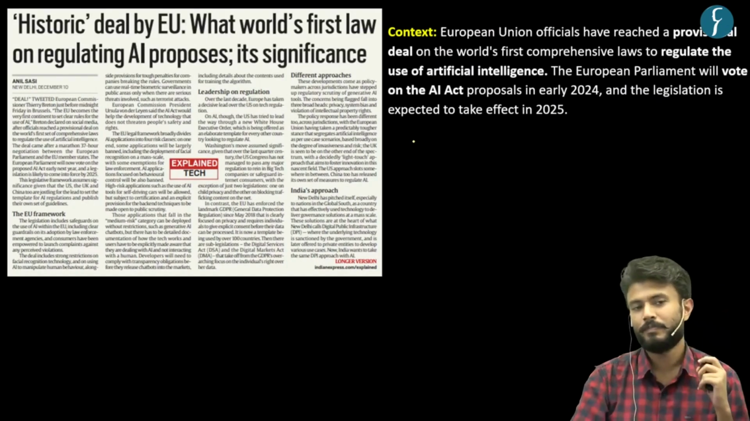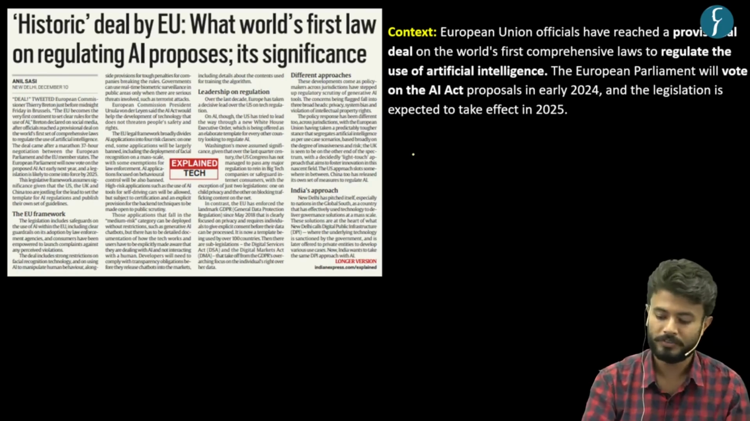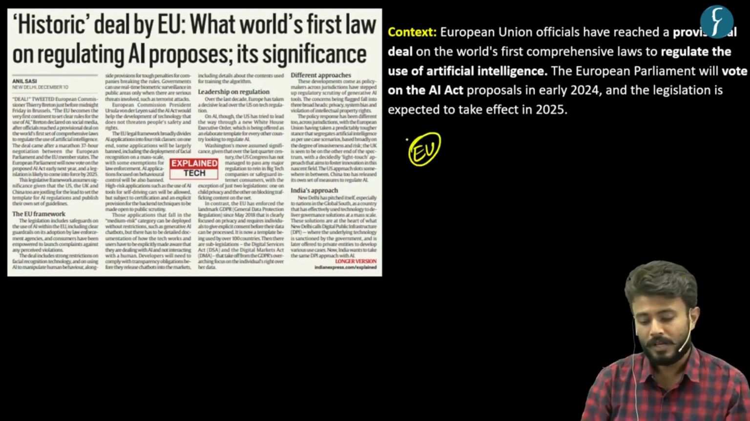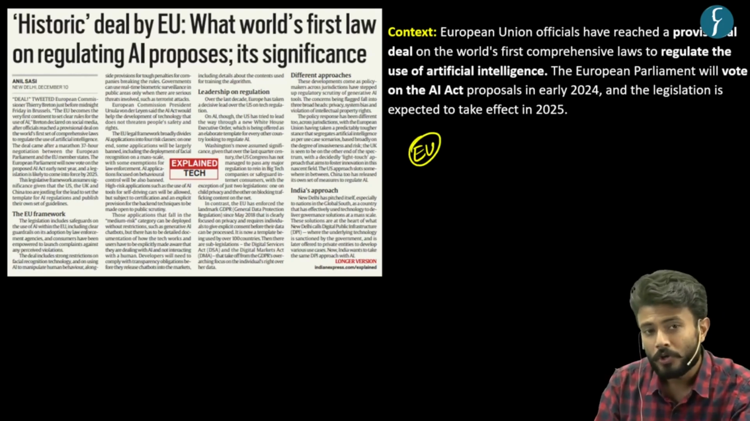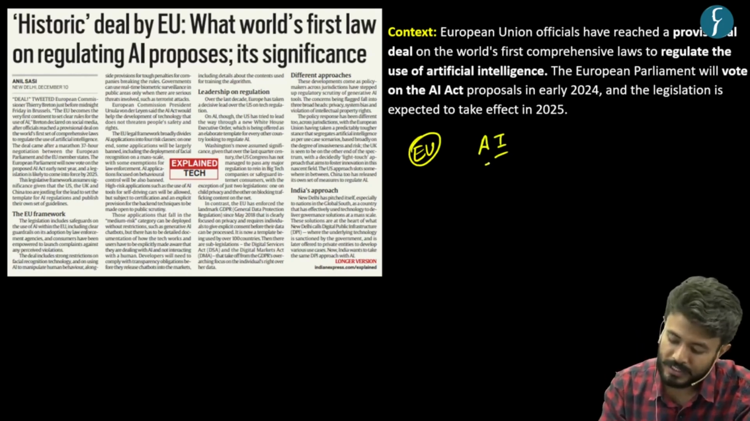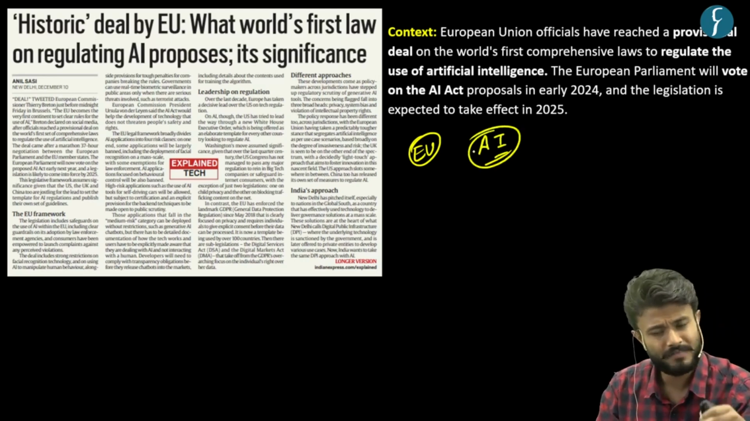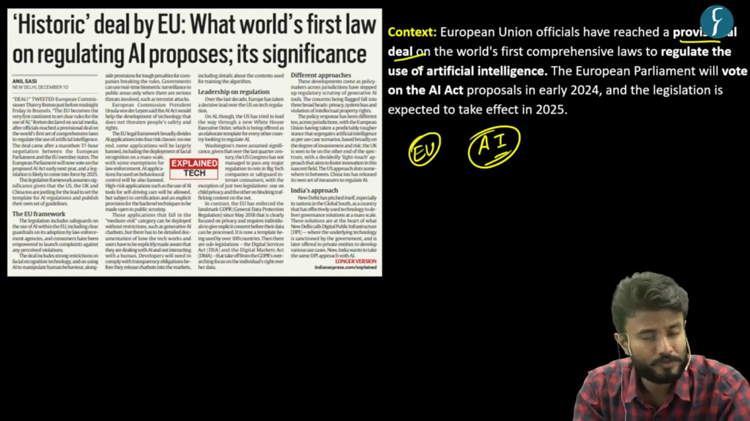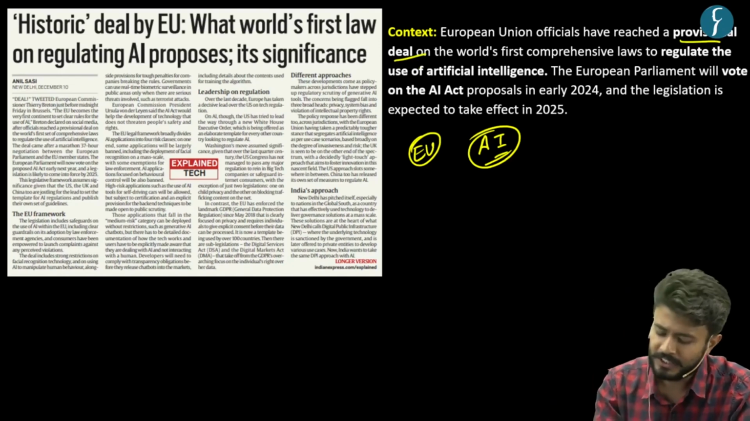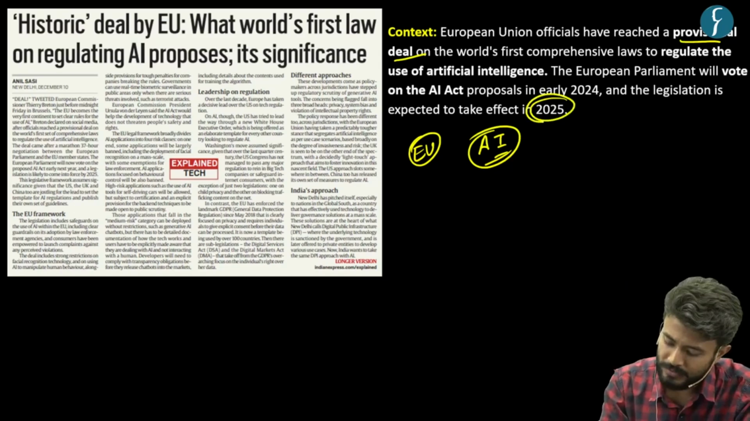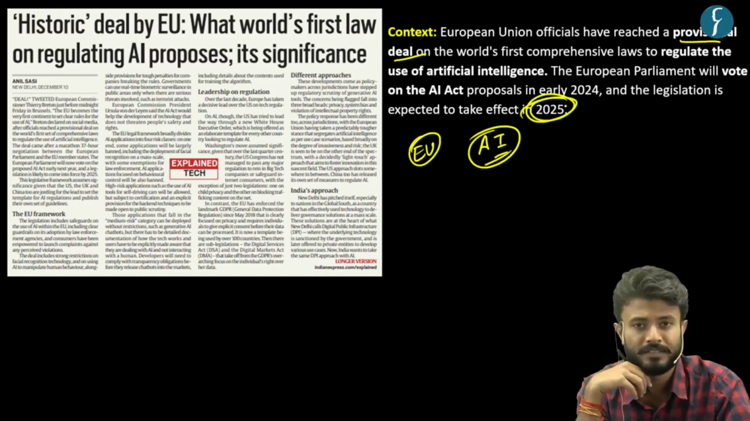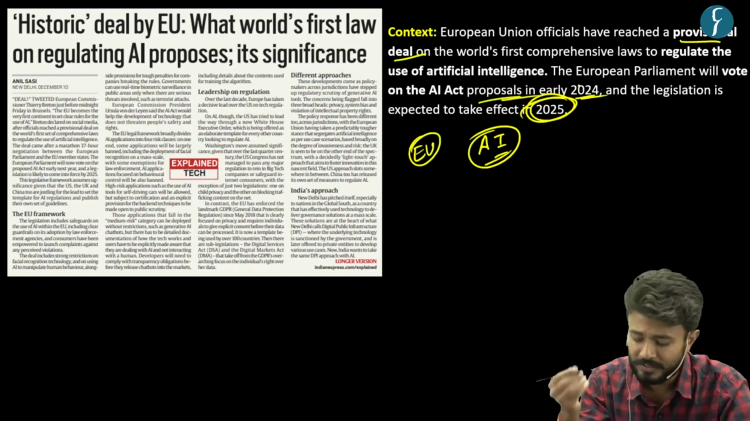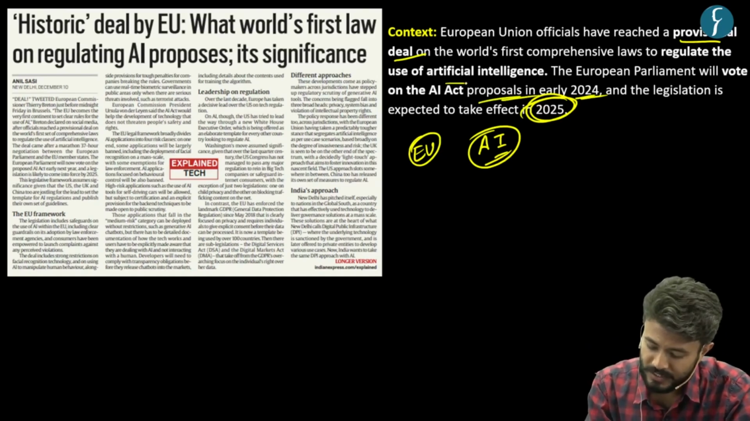Now, this third topic again is important because the European Union has become the first region to develop a law to regulate artificial intelligence. So they have reached a provisional deal. Voting is not yet done, so voting will be completed, and it is expected that by 2025 this law will take effect. Right? By 2024 the proposals will be voted on.